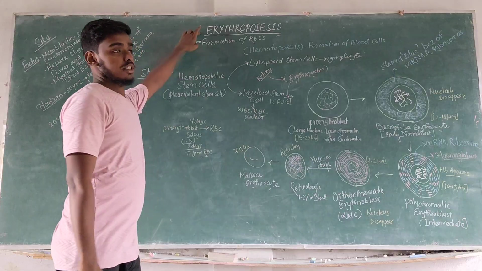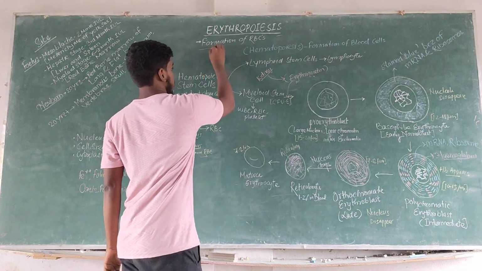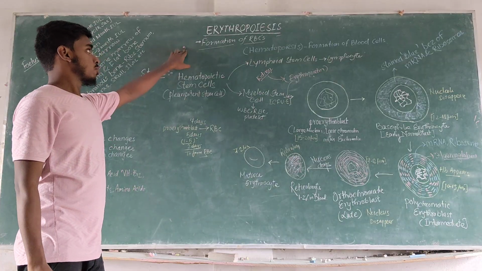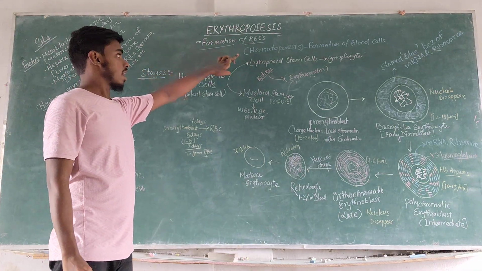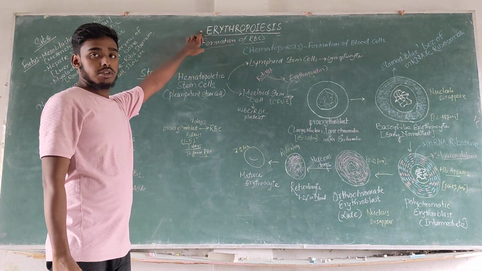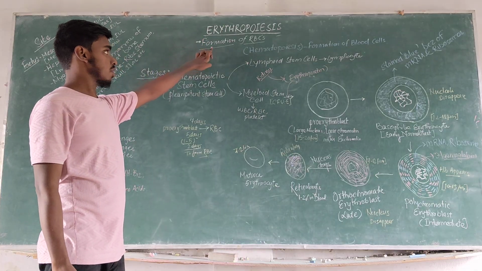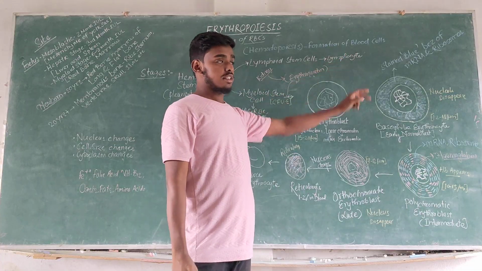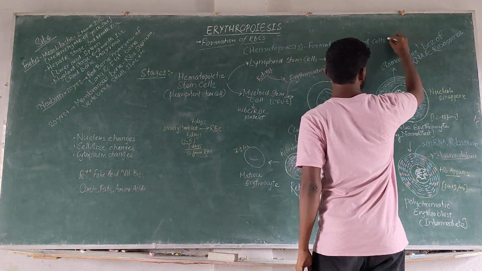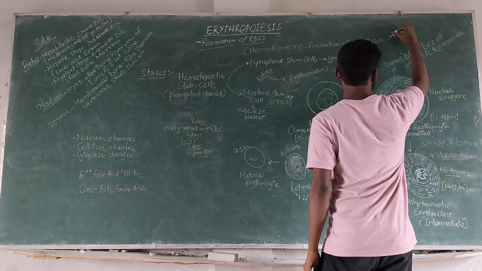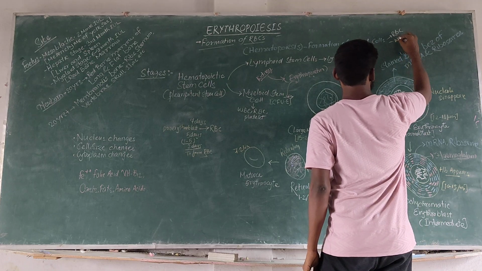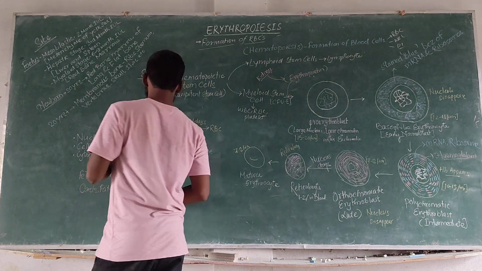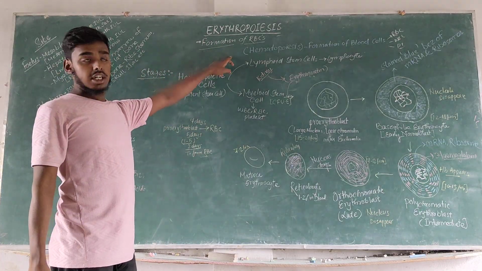So what is erythropoiesis? Erythropoiesis is formation of RBC. We can be confused between these two terms, erythropoiesis and hematopoiesis. Erythropoiesis is formation of RBC, and hematopoiesis is formation of blood cells. Blood cells means RBC, WBC, platelets. So these two terms are here.